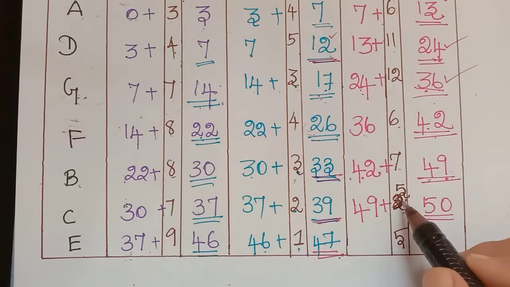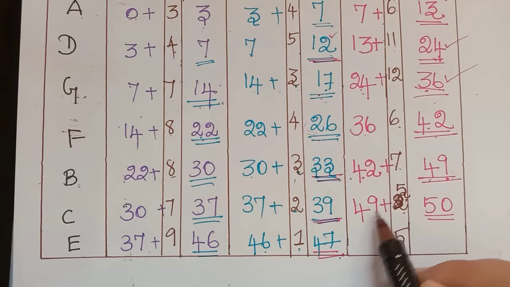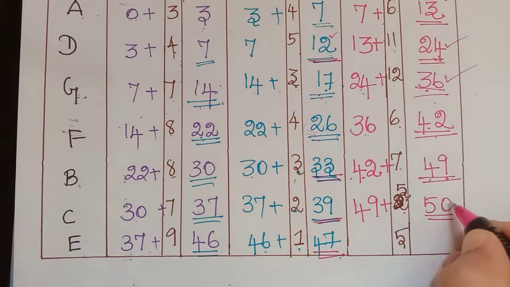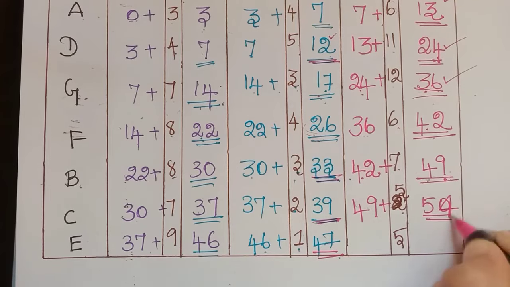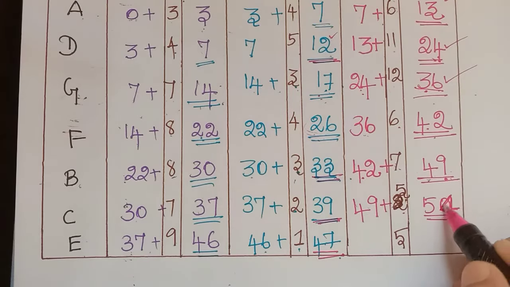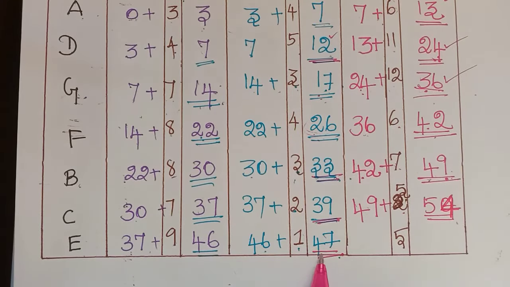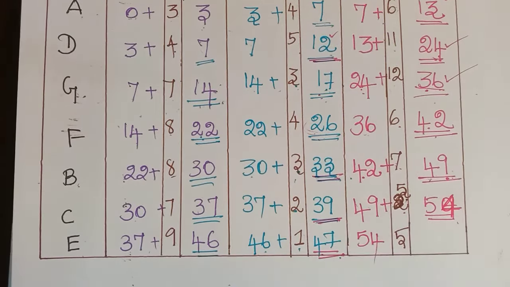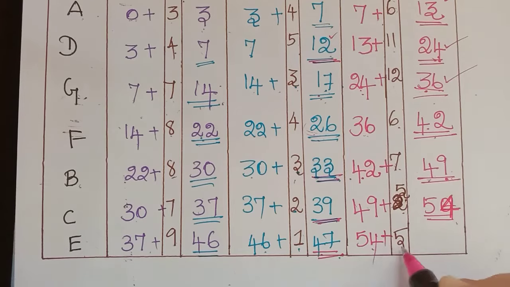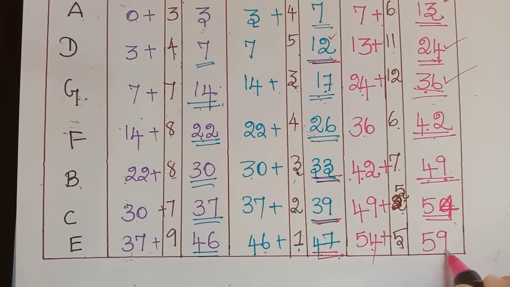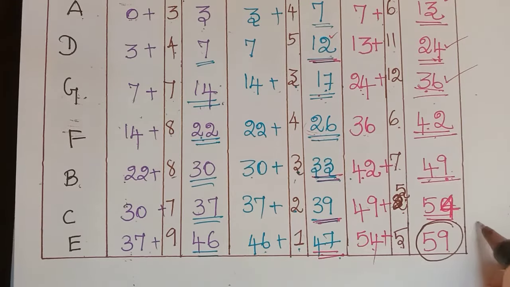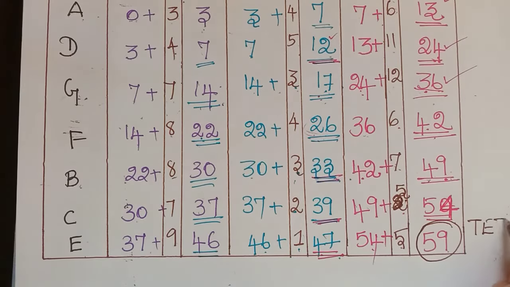So when we have to add 5 with 49, we get 54. Right, so 54. Whether 54 is maximum or 47 is maximum, obviously 54, so that we have to write here. So 54. Now 54 plus 5 is 59. So this will give us the total elapsed time.